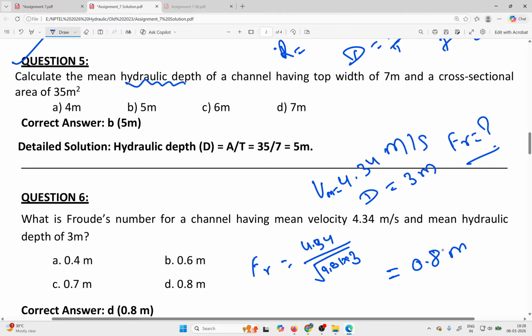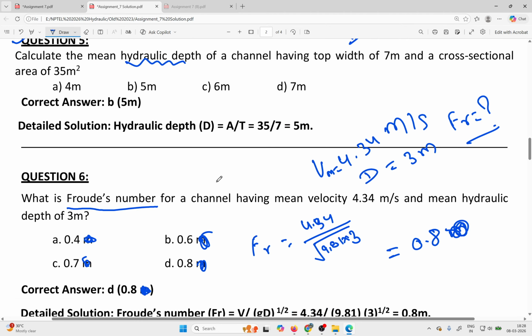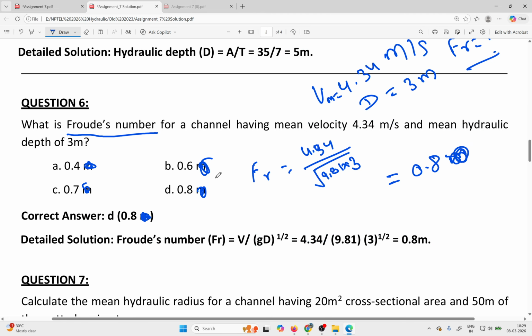Why meter here? The question is asking what is the Froude number for the channel having the mean velocity and hydraulic depth. Why is this meter? The option is not correct. The Froude number is not in meter, it is dimensionless. So maybe some typo mistake. No issue. Yes, someone also followed the solution. Okay, so let us move on to the next one.